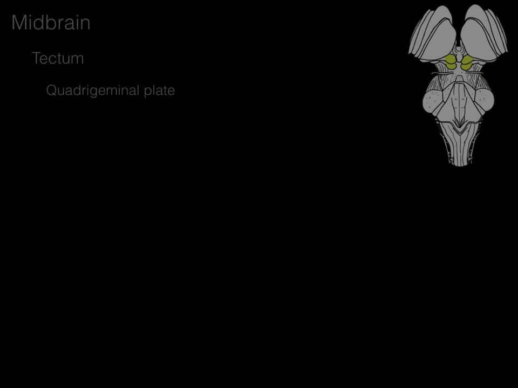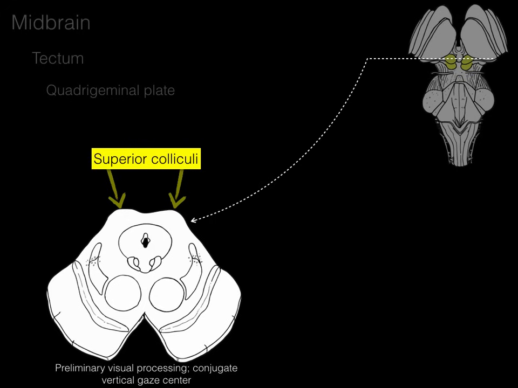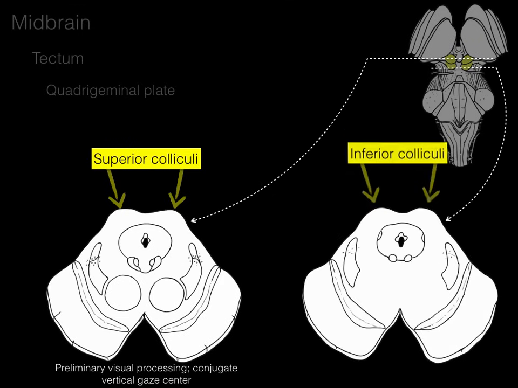So if we then take a cross section through the rostral part of the midbrain, through the superior colliculi, this is what it looks like, where there's the superior colliculi, and the superior colliculi function for preliminary visual processing and the conjugate vertical gaze center. And then if we take a look at a cross section through the inferior colliculi, those bottom two bumps are the inferior colliculi and therefore auditory processing.